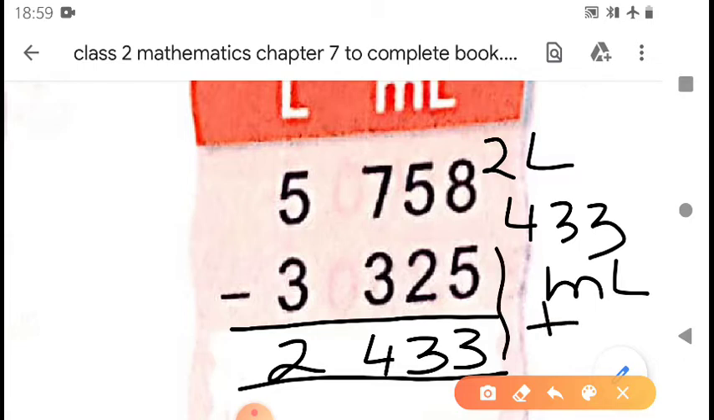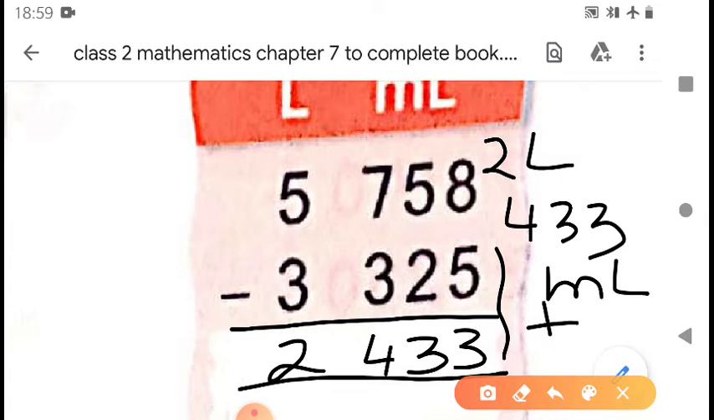And now checking. 5 plus 3 is 8. 3 plus 2, 5. 3 plus 4, 7. And 3 plus 2, 5. We can check this subtraction by subtraction also. That means subtracting the answer from the bigger number. So 5 liter 758 milliliter minus 2 liter 433 milliliter.